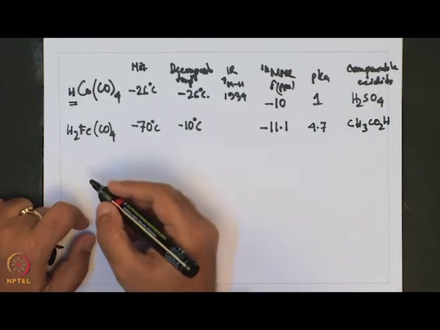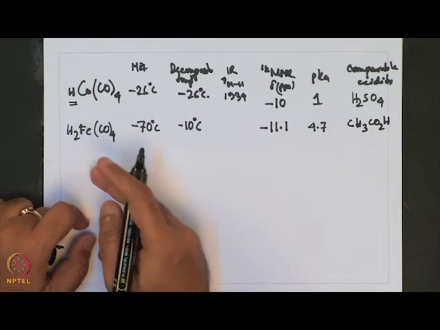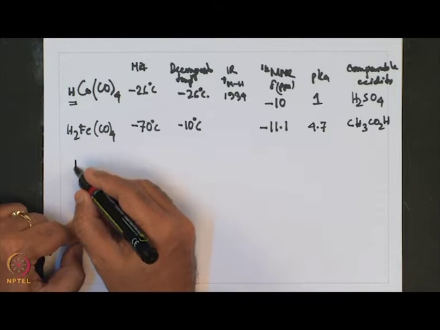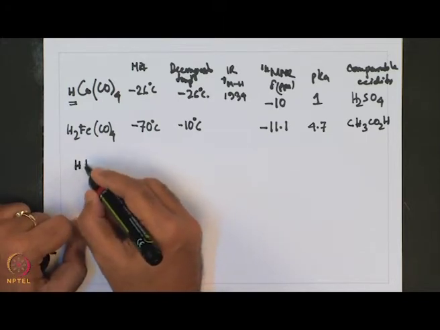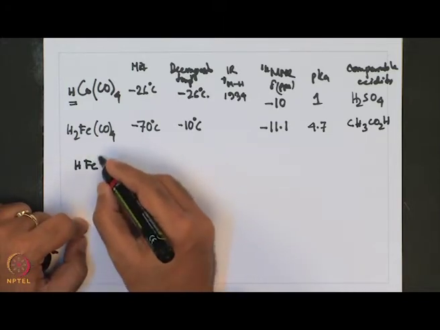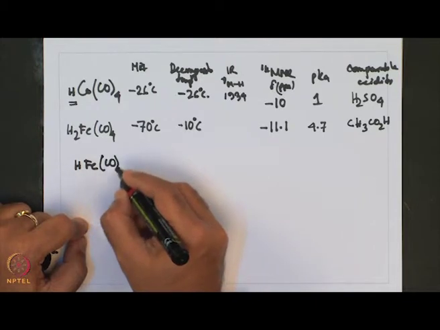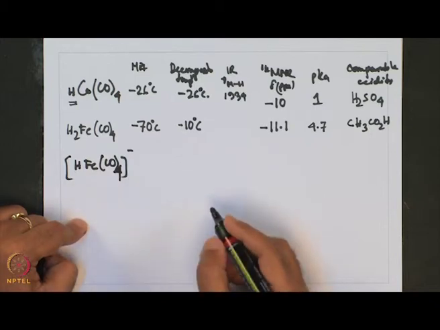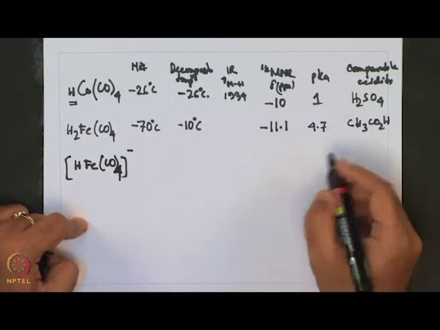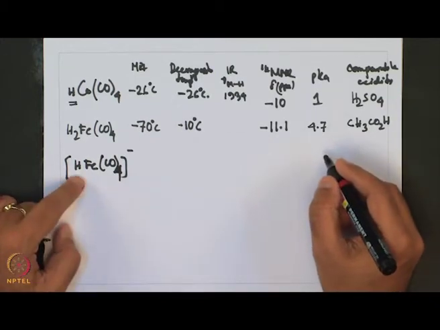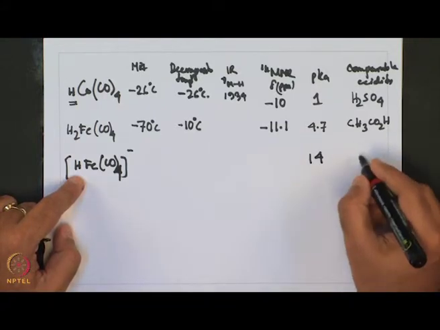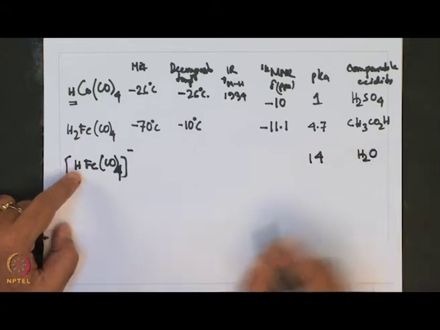Now, the acidity goes down further when it goes to the metallate form of these complexes, which is HFe(CO)4 minus. This is a metallate, and here the acidity has gone down substantially, and the pKa is 14, which is comparable to water.